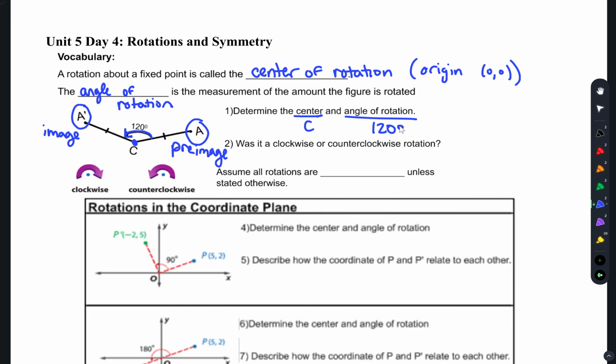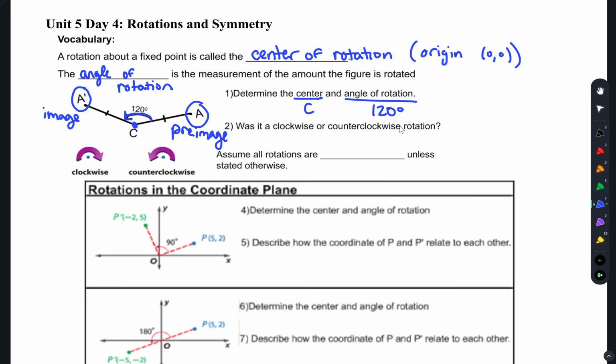Is that a clockwise or a counterclockwise turn? Do we know the way a clock works? Is that clockwise or counterclockwise? There's a clock right up there. What do you think, Caitlin? Yeah, that one's counterclockwise. We are going to always assume that our rotations are counterclockwise unless otherwise stated.